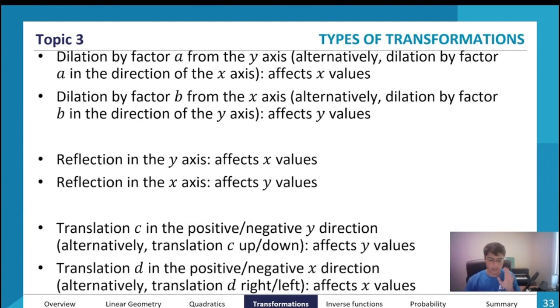Translations are different. They're much more intuitive in the sense that if you translate in a particular direction, in a particular axis, then you're going to affect that axis's values. So if we were to translate a graph up or down, then the y values are going to get affected. And it's very intuitive. And the same thing with the x direction. If we translate a graph left or right, then it's going to affect the x values, but not the y values. Okay, so keep that in mind. Dilations and reflections, if you perform them in one axis, the other axis's set of values get affected, whereas with translation, it's the same axis.